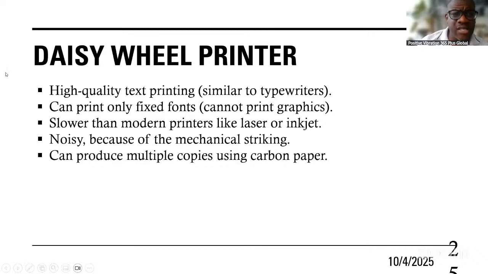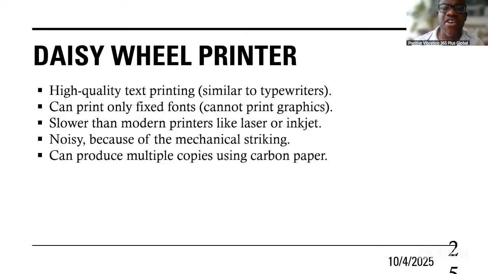So when you talk about daisy wheel, it has high quality text printing, which is quite similar to typewriters that were old technology. They can print only fixed fonts. They cannot print graphics. So if Colton wants to print his football friends and his team, this is not it. You can't use this because it is not suitable for printing graphics. That is why it is a character type printer. Text, numbers, that's all.